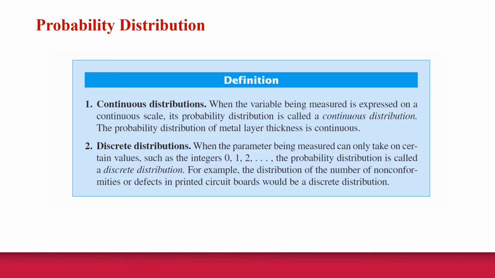There are two kinds of probability distributions: continuous distributions and discrete distributions. When the variable being measured is expressed on a continuous scale, can take any value, its probability distribution is called a continuous distribution. On the other hand, discrete distributions can take only discrete values.